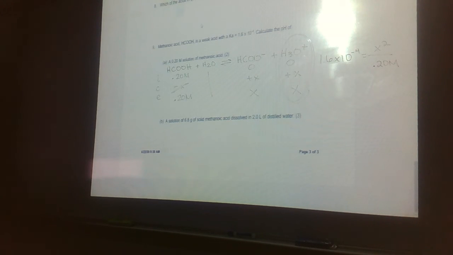And then part B is the same, except you have to find the molarity first by grams to moles divided by liters.